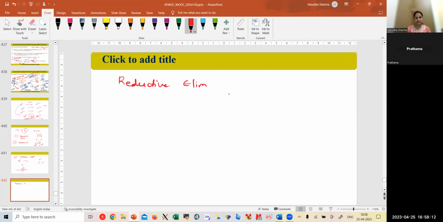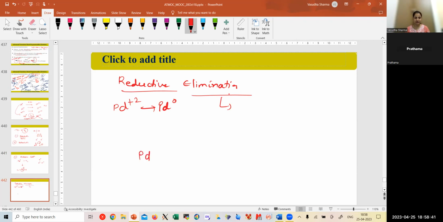Oxidative addition means we are adding hydrogen and oxidation is happening on the metal center from 0 to +2. Reductive means it will undergo reduction. That means if it is in +2, it will go to 0 because it will take up 2 more electrons. Reduction means gain of electrons. And elimination is loss of the product. Earlier, H2 was added. Now it will get eliminated.